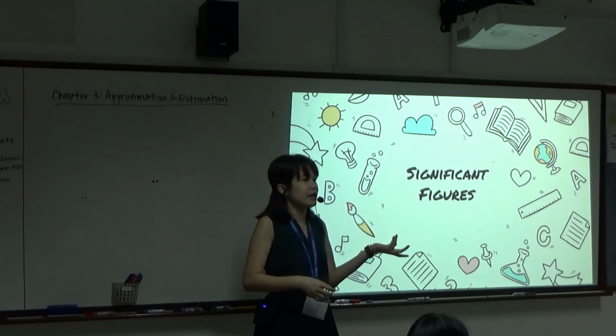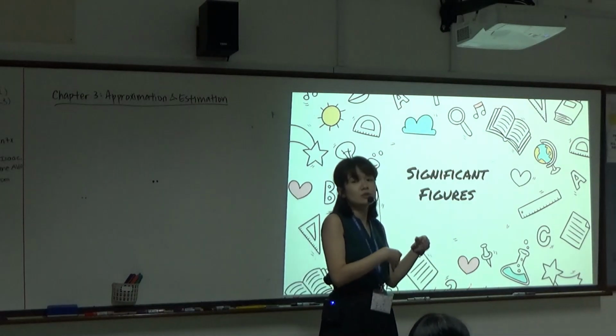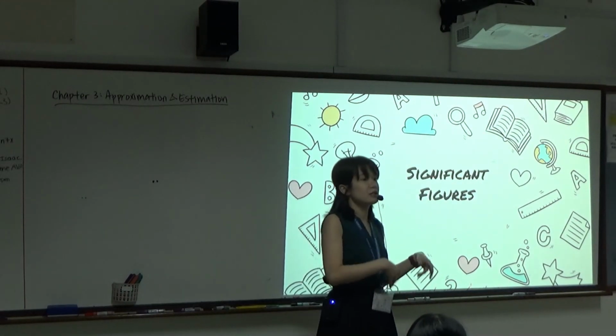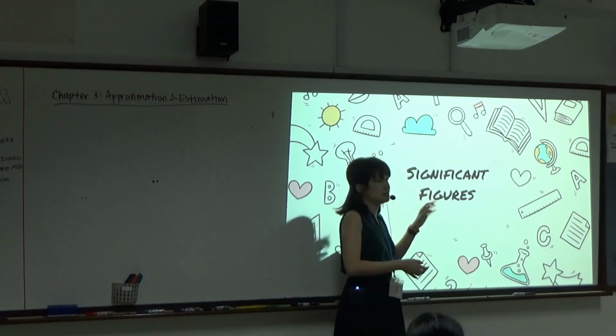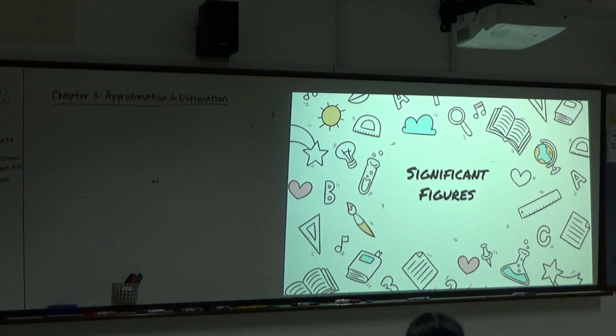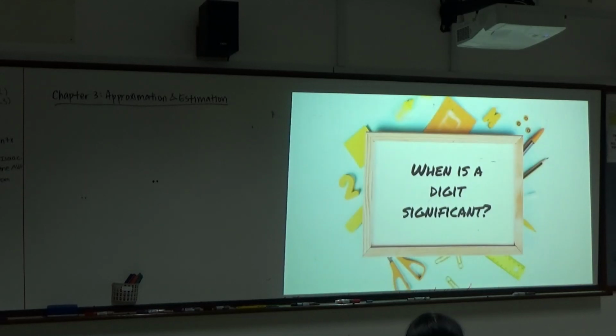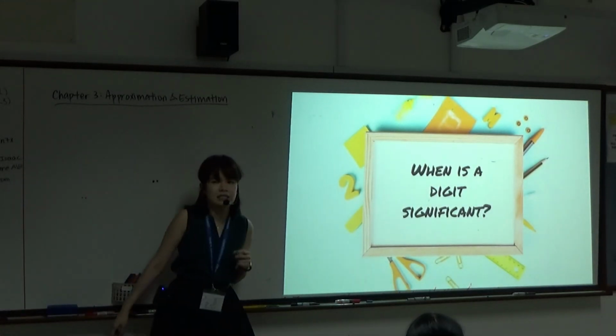Just like for example, if I want to describe my spouse, my husband, he is also my significant other, because he is important in my life, right? So the idea of significant is important. So we're trying to identify the important digits in the number. And there are certain rules to it. Therefore, we are going to be looking at when is a digit significant.